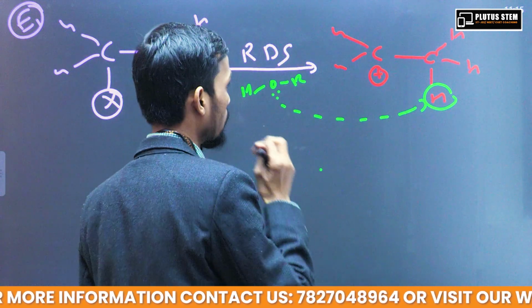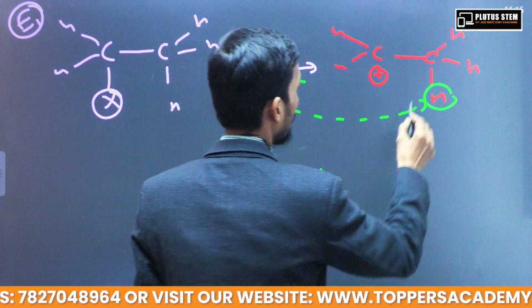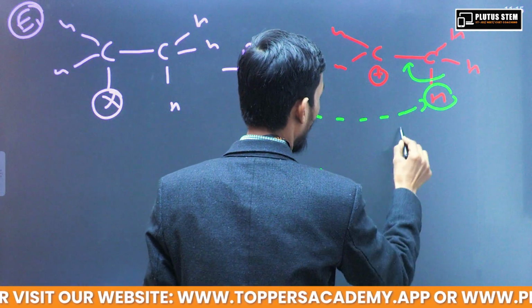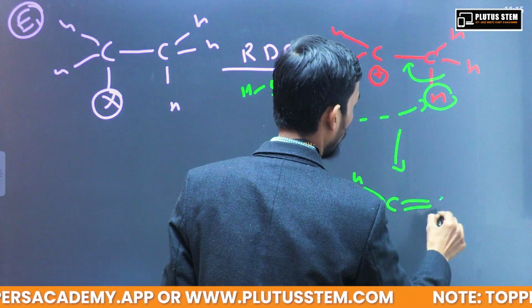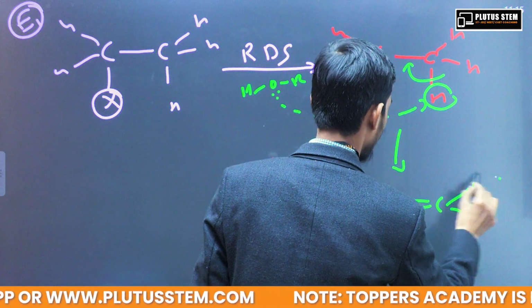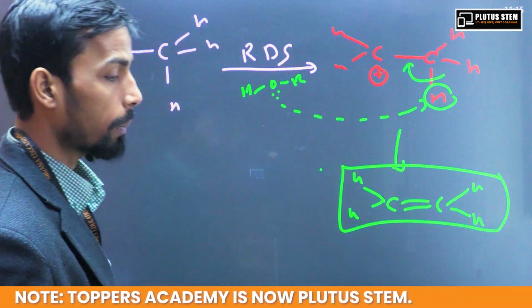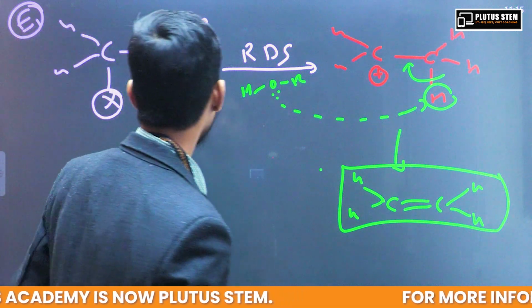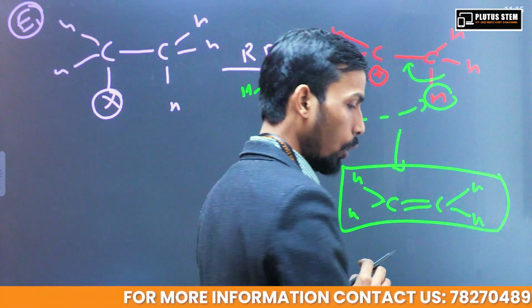this proton from here. This proton can be abstracted by this polar protic solvent, and this bond comes over here, and we will get a product CH2 double bond CH2. Formation of alkene. We will see the formation of alkene. So this is the general reaction, how this reaction is going to follow over here.